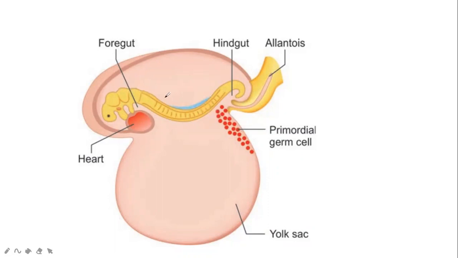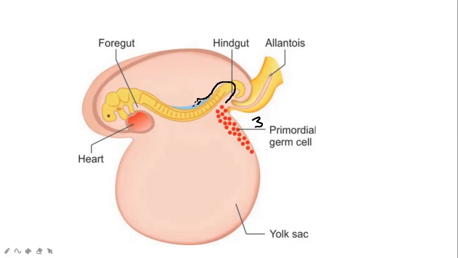So, this is an embryo over there. What happens is that these primordial germ cells migrate from the epiblast layer, and they come to rest within the wall of the yolk sac. That is around the 3rd week of development. Then they travel to the gonads.